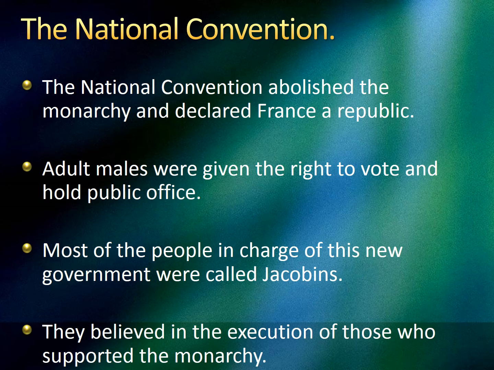This meant that all adult males were given the right to vote and hold public office. Now, what they failed to mention is, of course, women were not included in this as well. But the idea was that adult males were given the right to vote and hold public office. Most of the people in charge of this new government were called Jacobins. Now, the Jacobins were extreme revolutionaries, and they believed in the execution of those who supported the monarchy.